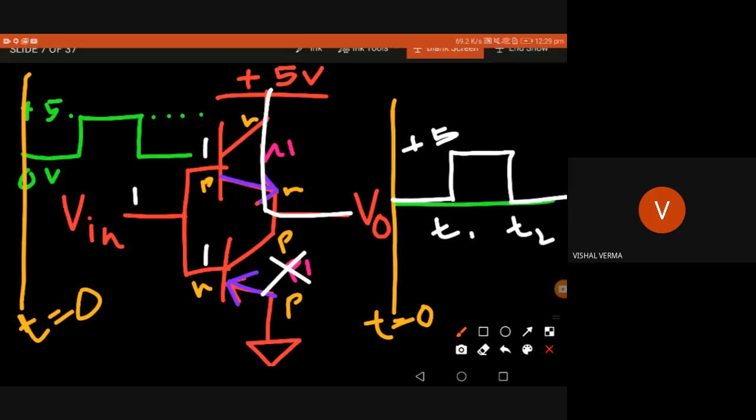Okay, so my question is, why use this circuit? Why is this circuit used if the input is the same as output?